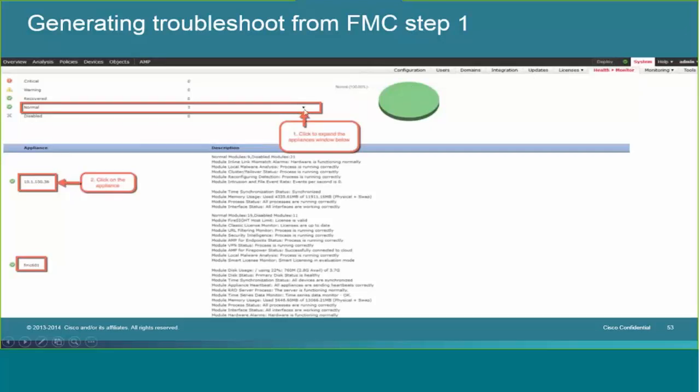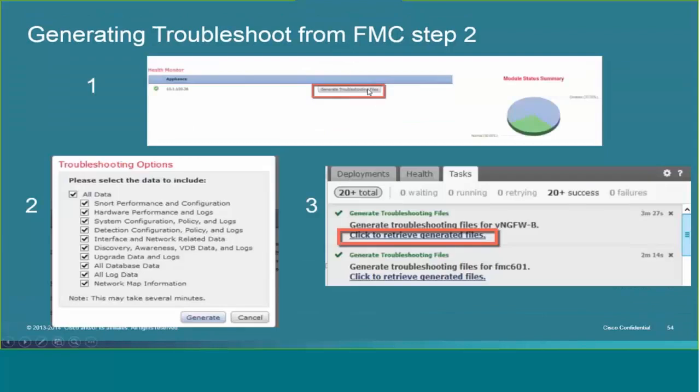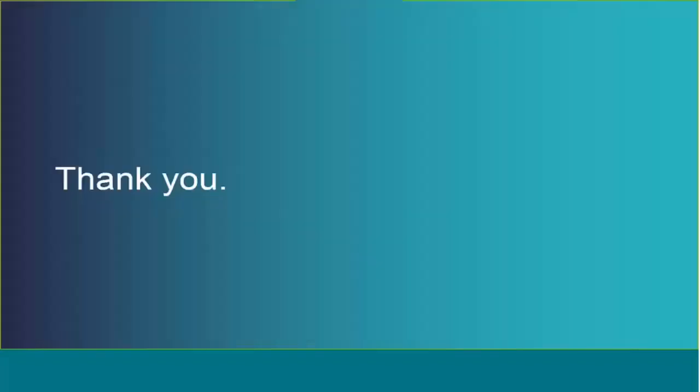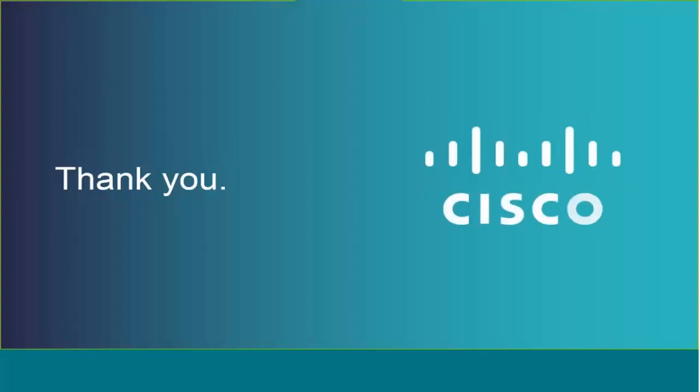Once you click on that, you will see the devices with normal status. Click on the appliance and you get the next screen to generate the troubleshoot. Click on generate troubleshooting files, and once this task is queued and completed, you will see it under the FMC task manager. You can retrieve this file, upload it to the case, and wait for TAC's response. So that is all from my end under FTD HA.